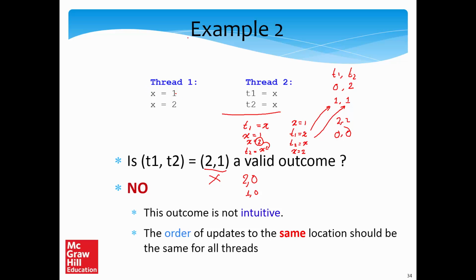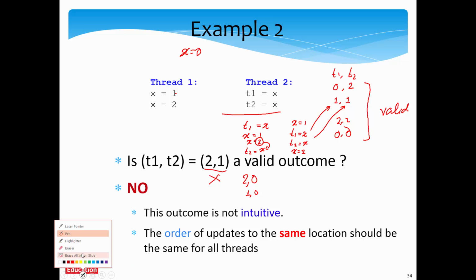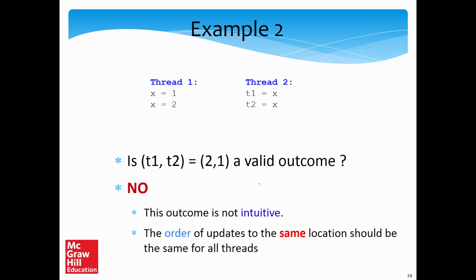So the order is x equals 0 at the beginning, then 1 and then 2. So I should definitely see some sequence of values where at least the value remains the same or increases. If you look at all of the valid outcomes, 2 is greater than or equal to 0, 1 is greater than or equal to 1, 2 is greater than or equal to 2, 0 is greater than or equal to 0, right? So basically the order axiom that we are seeing over here, we are in a sense following it with all of these valid outcomes.